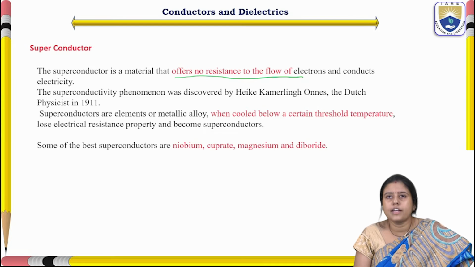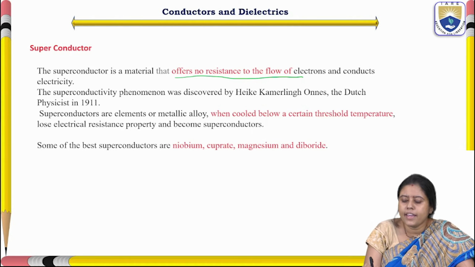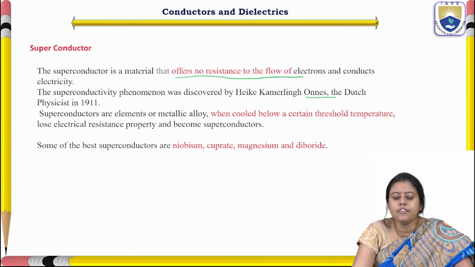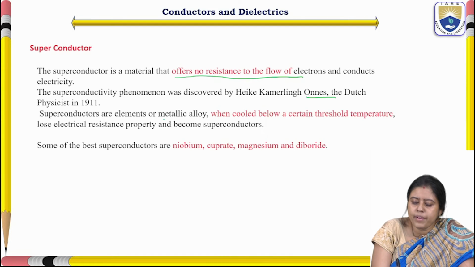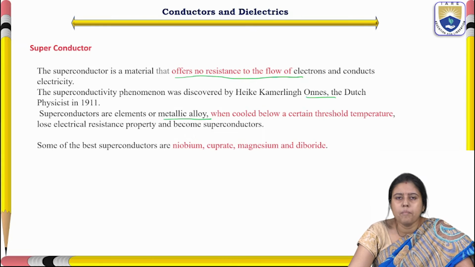The superconductivity phenomenon was first discovered by Heike Kamerlingh Onnes, the Dutch physicist, in 1911. Superconductors are elements or metallic alloys. So it is not a normal metal, it is a metallic alloy.